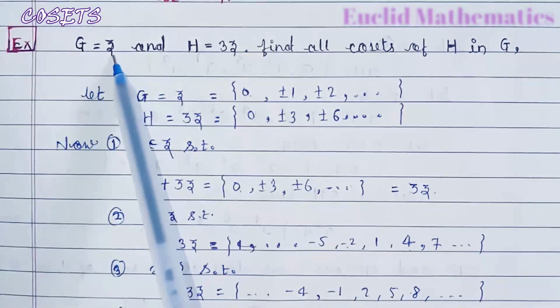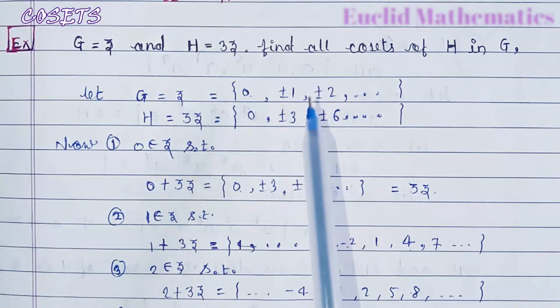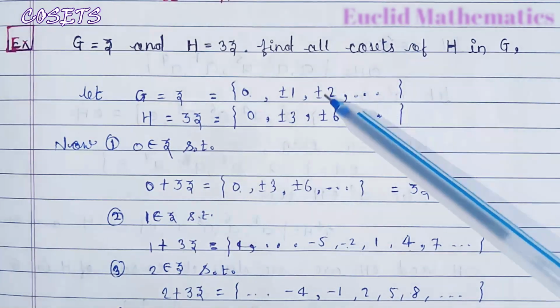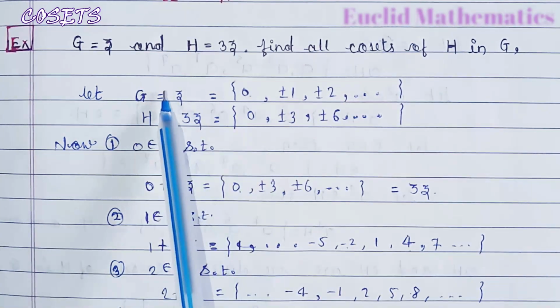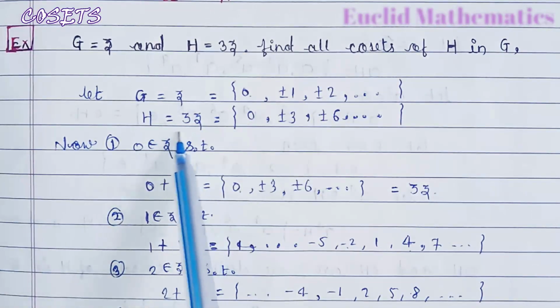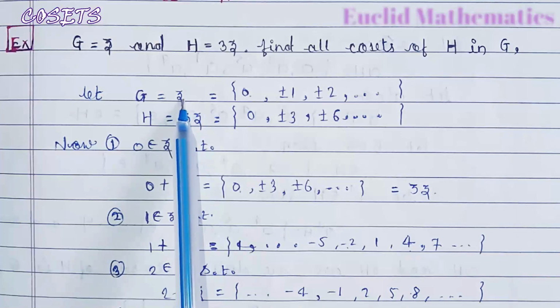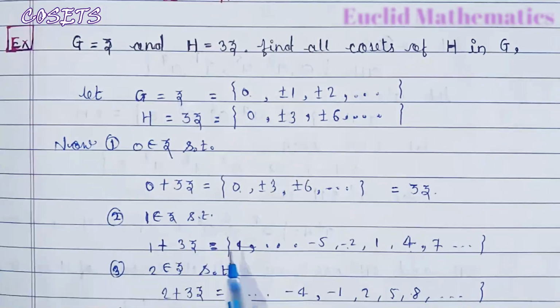Because we know that Z is an infinite group, it has an infinite number of elements, so we cannot find all elements here. As we go for further operations, it will get bigger and bigger, so we go for a few selected operations. I consider G as Z: 0, plus minus 1, plus minus 2, and the subgroup is 3Z. 3Z means multiples of 3 in our group G, so 3Z is 0, plus minus 3, plus minus 6 and so on.